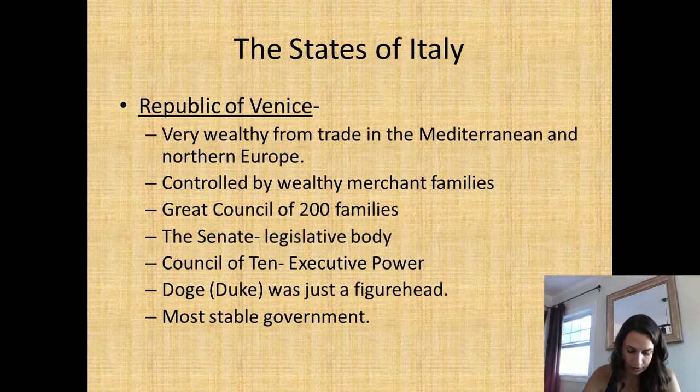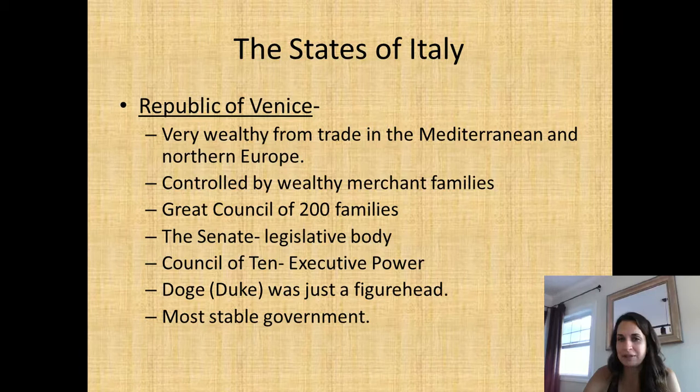Okay, and last but not least, you've got the Republic of Venice, which, like I said, was incredibly wealthy from trade, and it was controlled by incredibly wealthy merchant families and banking families as well. These families formed a great council of 200 very wealthy, powerful families. There was a Senate, which was the legislative body, and an executive branch too, called the Council of Ten. There was a duke as well, often called the Doge, but he was just a figurehead, and all the action really happened with the Senate and the Council of Ten.